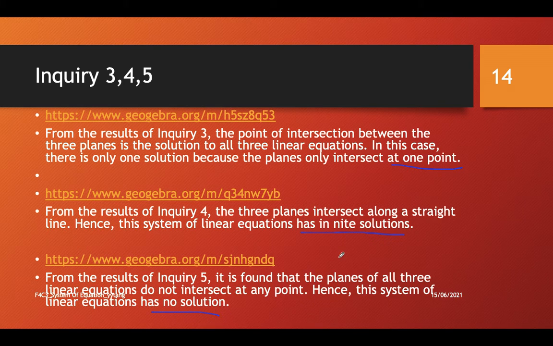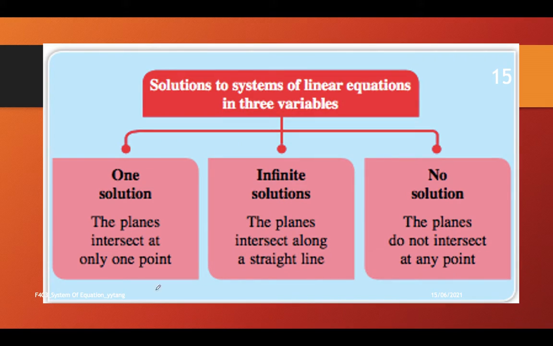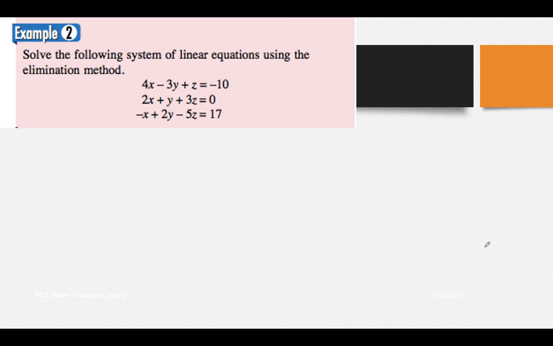So, meaning to say, if there are 3 equations, you may find one point only, you may find many solutions, or you may find no solution at all. One solution: the planes intersect at only one point. Infinite solutions: the planes intersect along a straight line. No solution: they do not intersect at any point.